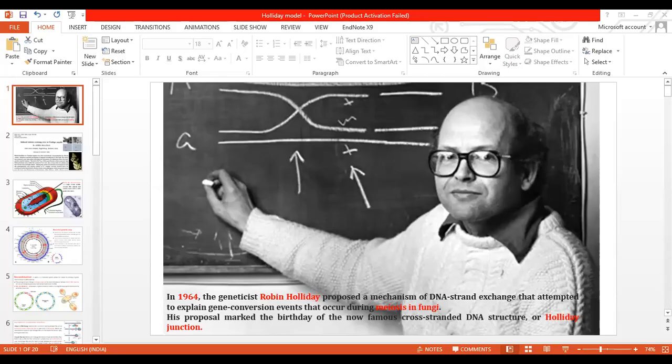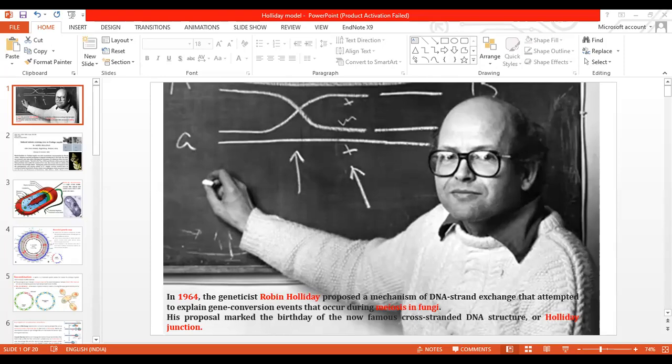Hey, welcome to our exploration of genetic recombination and the fascinating world of bacterial genetics. Today, we will delve into Robin Holliday's pivotal work on DNA-strand exchange and why this big breakthrough was crucial in our understanding of genetic diversity and evolution.